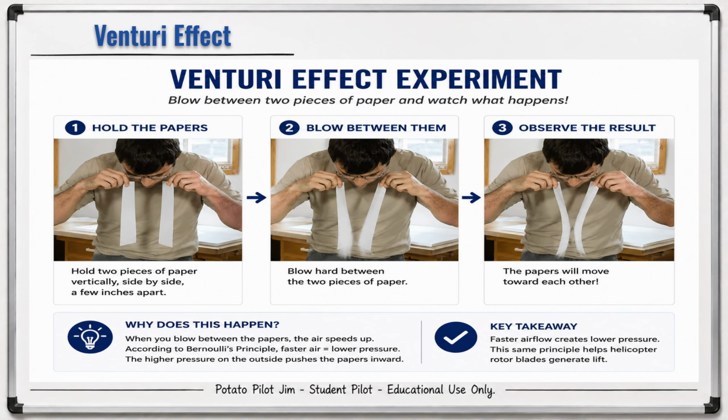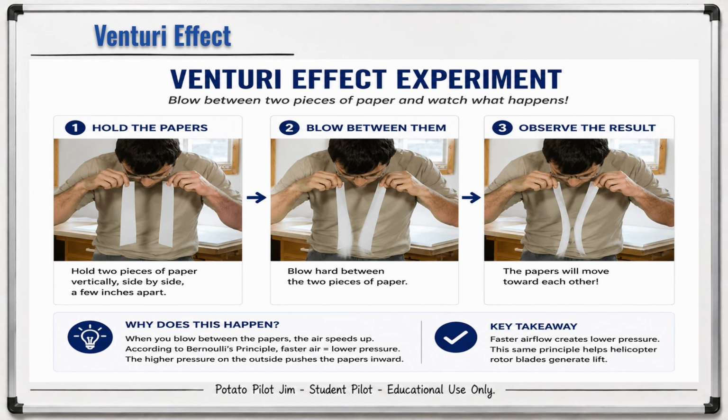If you'd like to try a simple demonstration yourself, take two pieces of paper and hold them vertically side by side, with a few inches of space between them. Now blow hard between the two sheets of paper. Most people expect the papers to move away from each other. Instead, they'll move towards each other. Why? Because the airflow between the paper is moving faster than the air on the outside. According to Bernoulli's principle, the faster airflow creates lower pressure between the sheets.